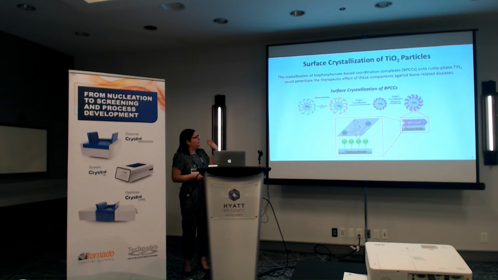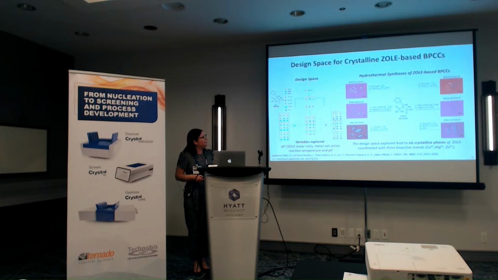So we're going to make the titanium, we're going to photoactivate the titanium, we're going to use surface crystallization to embed crystals of a material that has affinity to the bone and reacts against metastatic breast cancer cells. And we're going to have that material made in a novel way. So I guess the first part of the story is how do we make that bisphosphonate-based coordination complex?